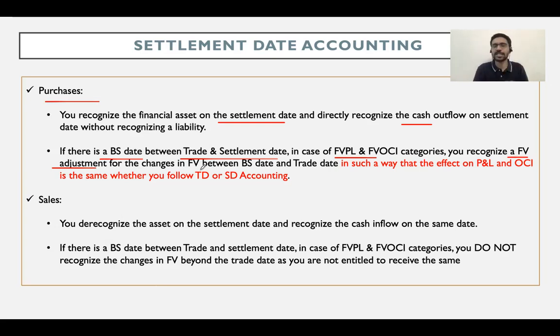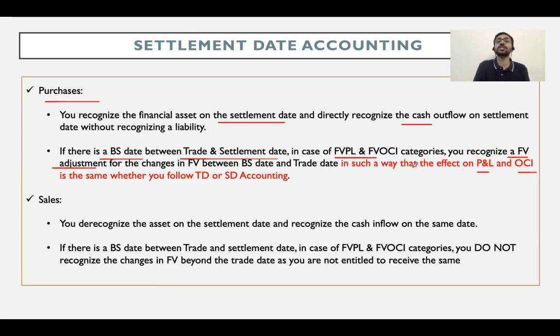In the example that we did in the previous lecture, the fair value on the balance sheet date was $107, and the amount that I paid, including the transaction cost, was $102. Therefore, there was an incremental gain of $5, and I recognize that incremental gain either in P&L or in other comprehensive income. P&L if it is an FVPL asset, and OCI if it is an FVOCI asset.